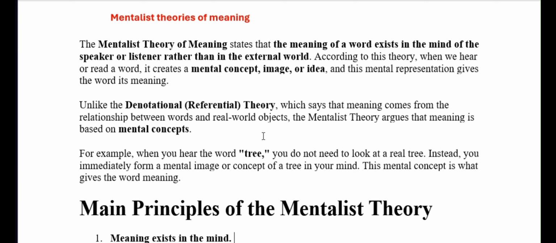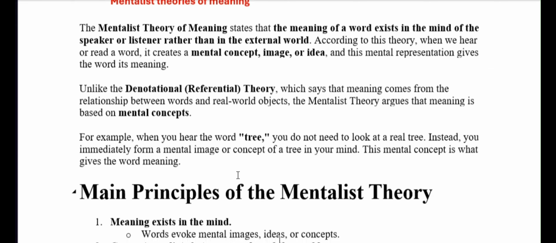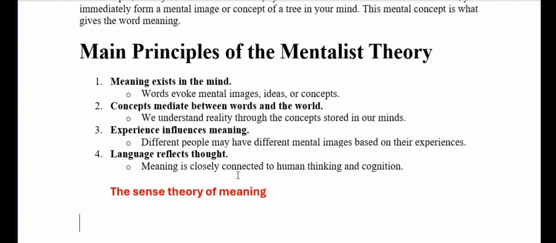Let's see what its main principles are. First is that meaning exists in the mind. The meaning of the word exists in the mind. Words evoke mental images, ideas, or concepts. Concepts mediate between words and the world. What is the relationship between them? Mental concepts. Experience influences meaning. It means the idea that is in your mind influences the meaning of a word. And language reflects thought. Language reflects thought. How?